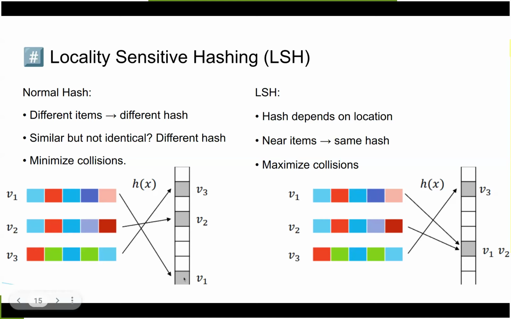And the most important characteristic of a normal hash function is minimizing collisions, which is not the case in LSH. In LSH, the hash depends on the location, and closer items are mapped to the same hash position in the hash table. In a way, we are maximizing the collision for similar items. So again, for V1 and V2, we see that they are being mapped to the same location in our hash table.